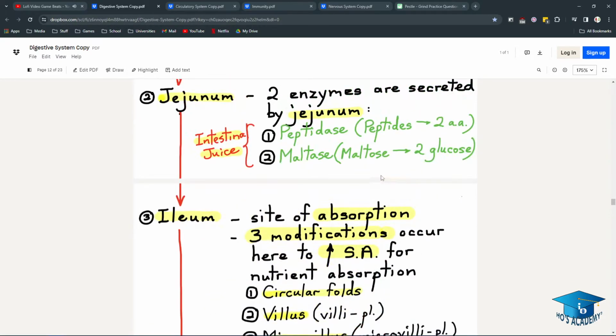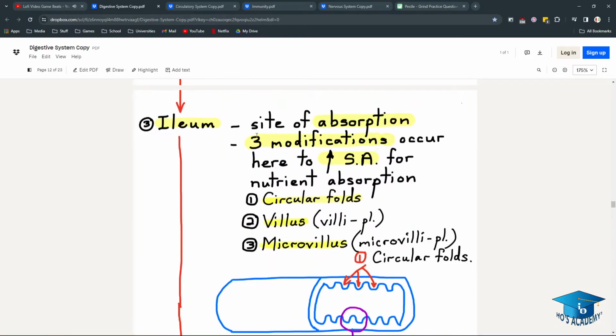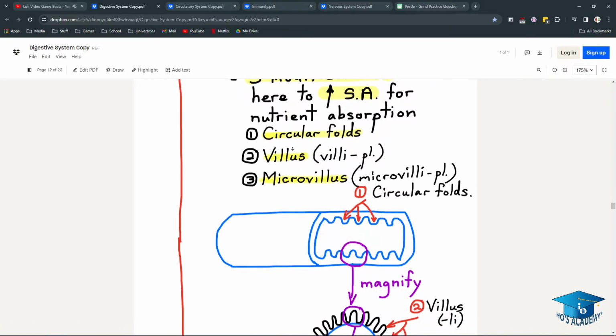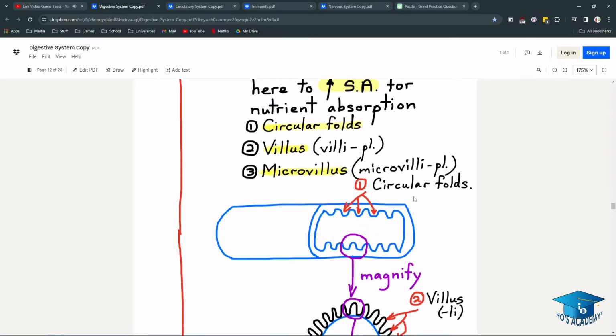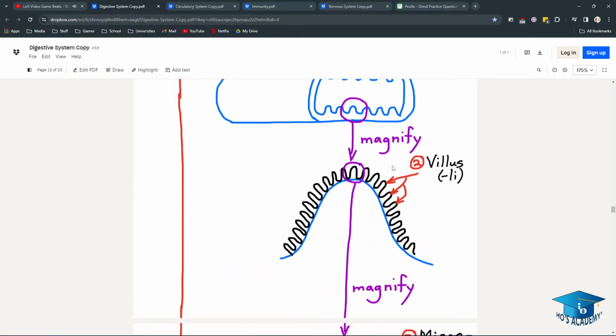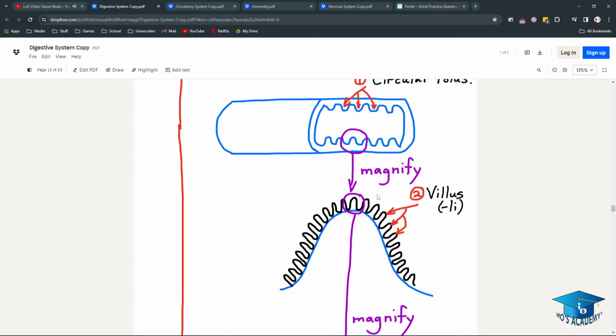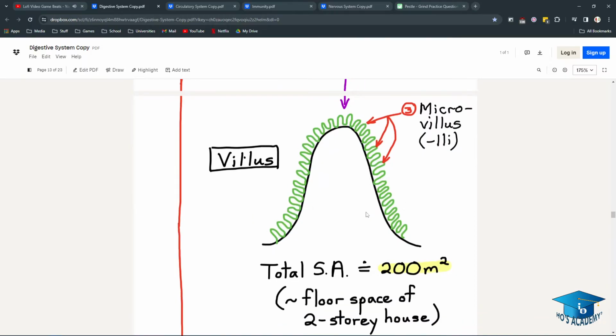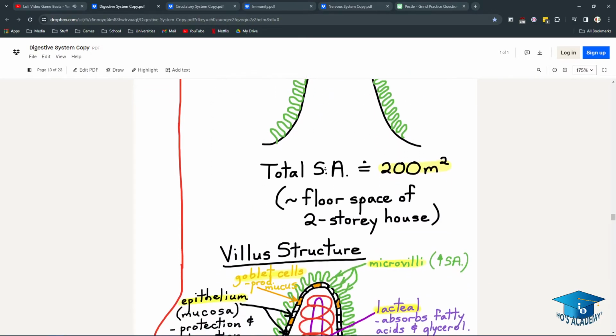The ileum, finally, is the site of absorption, and 3 modifications occur for the surface area to increase the intake. So these are the circular folding of the ileum itself, which you can kind of guess based on the way the small intestine is usually drawn. Then there's villi. And then there's microvilli, which are on the surface of villi. And this all serves to massively increase the surface area to around 200 meters squared. So you see the villi, these little bumps here. If you magnify, you'll see this shape, and then there'll be more microvilli on them.